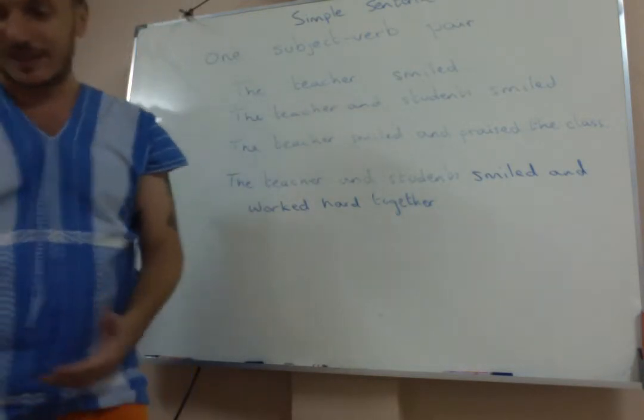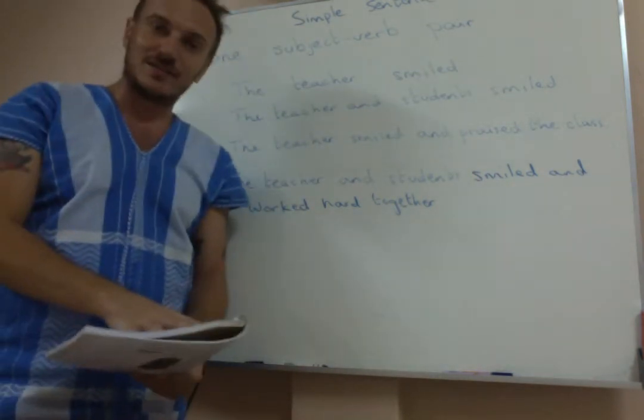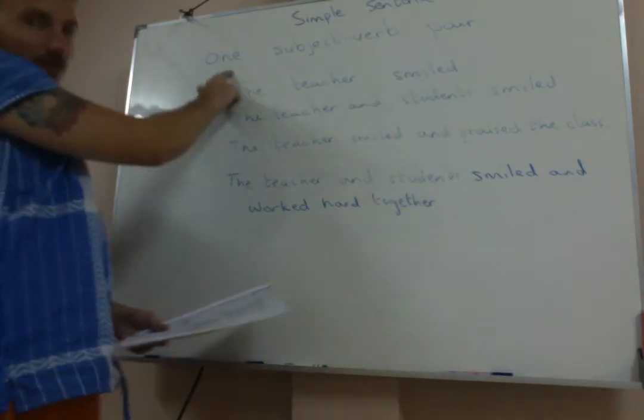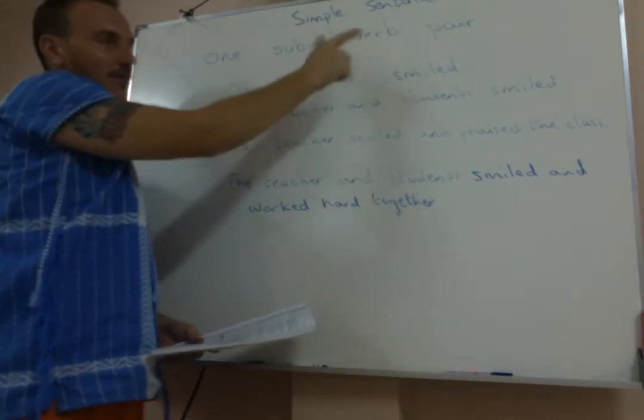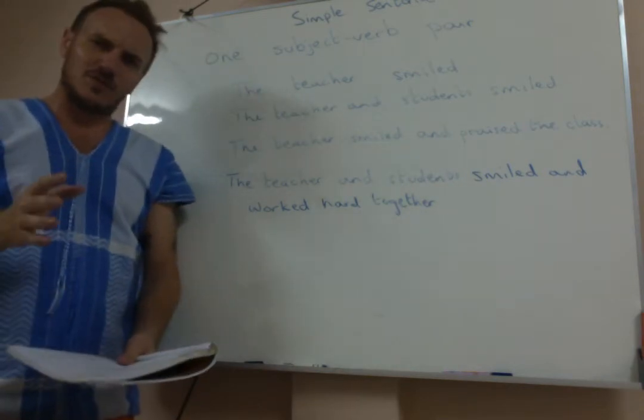Now if you look in your textbook on page 11, you'll see that we're looking at simple sentences. A simple sentence is described as a sentence that has one subject-verb pair. Now this simple sentence could take 4 different forms.